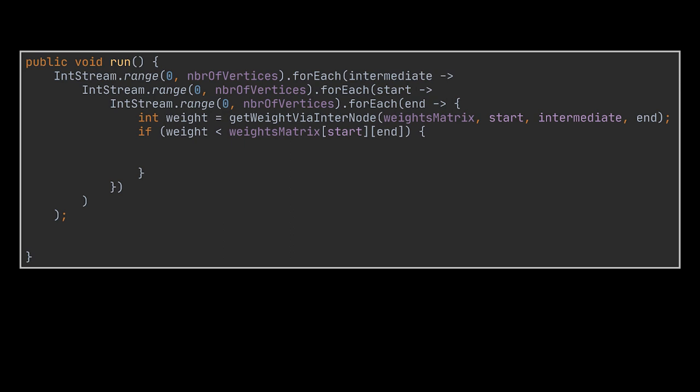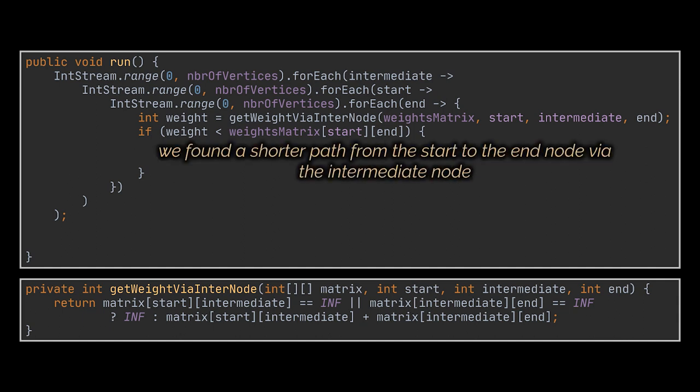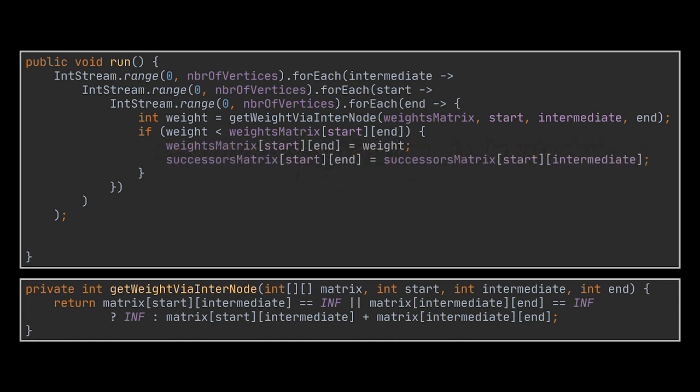Now, inside these loops, we have to check if the cost of the path from the start node till the end node via the intermediate node is smaller than the direct path from the start to the end node. This was done here with the help of the getWeight via intermediate node helper method you see in front of you. So if that is the case, then we have found a shorter path from the start to the end node via the intermediate node, and as a consequence, we have to update the weight and the successor node in both our matrices as we previously explained.